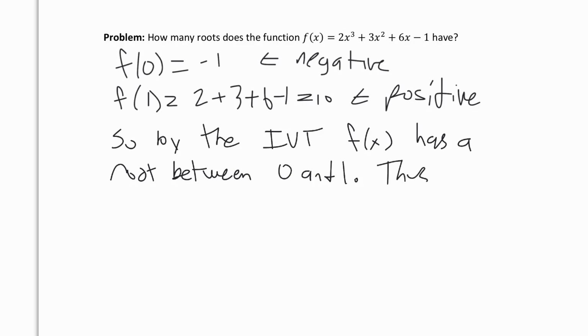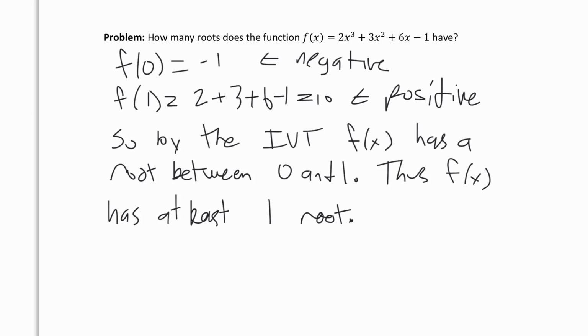Thus, f(x) has at least one root. It's obvious the function has at least one root because we found one between 0 and 1. Now, it's a degree 3, so it could have 2 roots, or it could have 3 roots. We've established that it definitely has 1. So let's go to the next step.